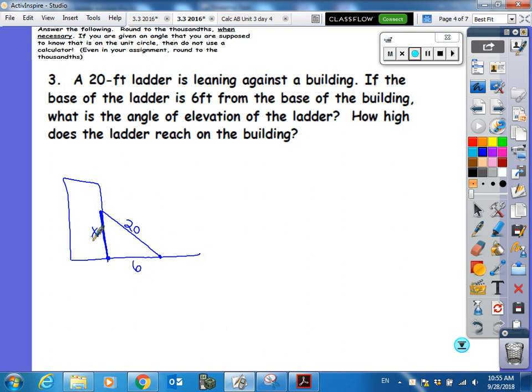Since we know 2 of our sides, we could go ahead and say 20 squared equals 6 squared plus x squared.